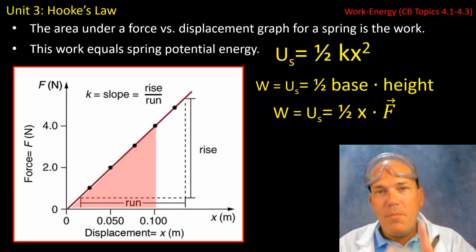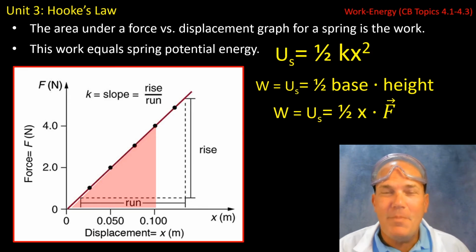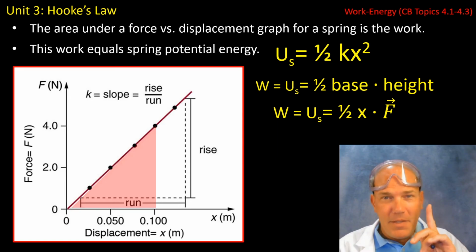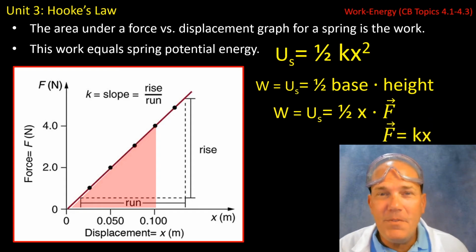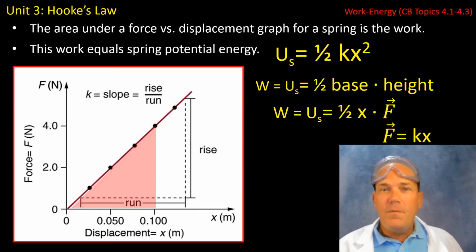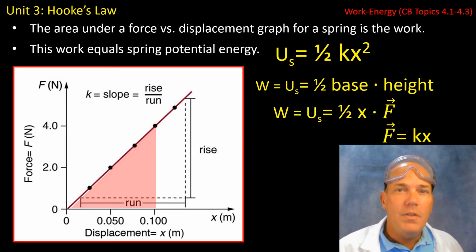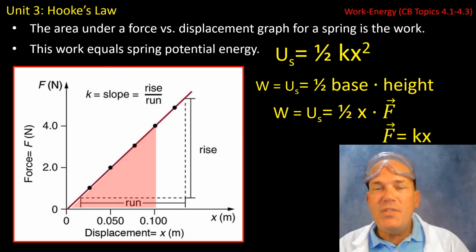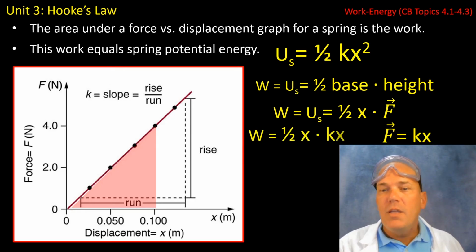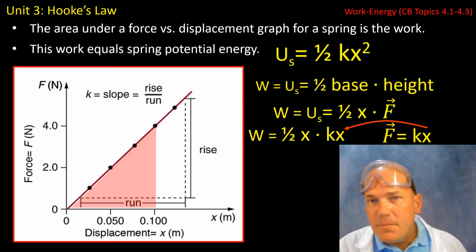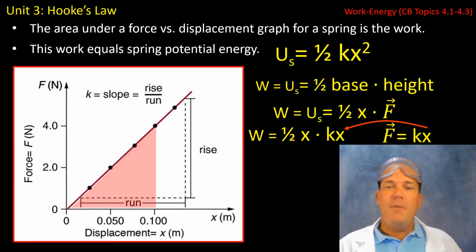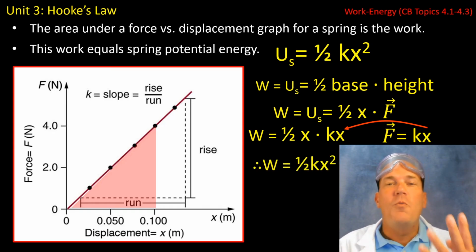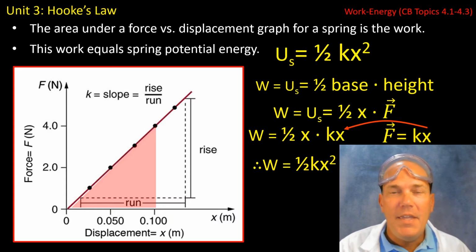Now, remember what force we're talking about here. We're dealing with the force of a spring. Now remember the equation I just taught you about in this video for Hooke's law. The force of a spring is equal to K multiplied by x. So if we substitute that value into our equation like this, then we end up with the formula for spring potential energy, 1/2 k x squared.